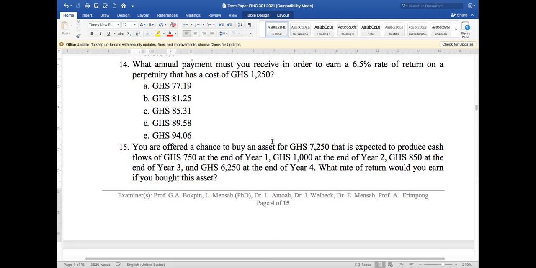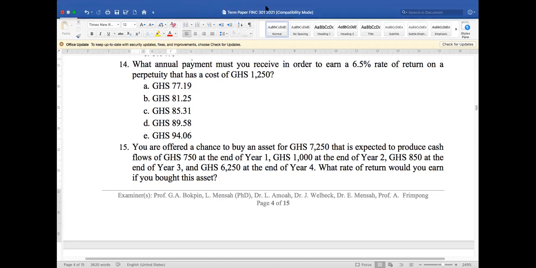Okay. So question 14, what annual payment must you receive in order to earn a 6.5% rate of return on a perpetuity that has a cost of 1,250? So which formula are we going to use? Present value perpetuity. Simply the perpetuity formula. So for a perpetuity, P is equal to C over R, right? Yes. They are giving us R.